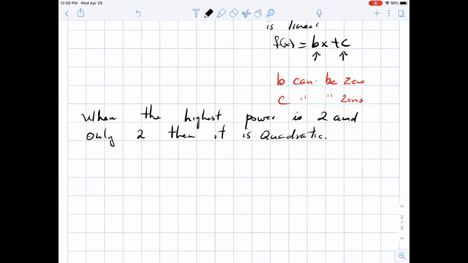So quadratics can be written in 2 ways. They have standard form and general form. Just like linear, right? Slope-intercept and standard form.